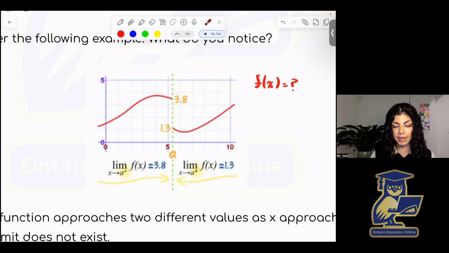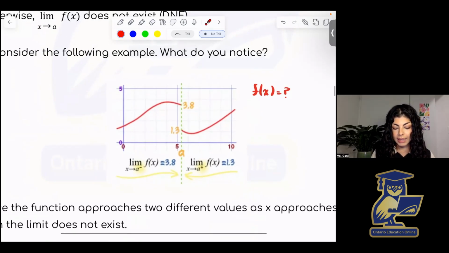But we can see that at this value is where the function has a separation, where the curve is split into two parts. So as x is approaching a from the left-hand side, we see that we're actually approaching 3.8. But as we approach from the right-hand side, we're actually approaching 1.3. So the left-hand side and the right-hand side of this limit, as x is approaching a, are not equal. They both do exist. One is 3.8 and one is 1.3, but they are not the same.